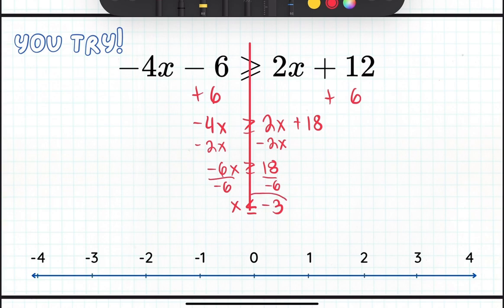And now since this is a less than or equal to symbol, we are going to have that closed circle. So let's have that closed circle over negative 3. And since it's less than, we want to face it towards the numbers that are less than negative 3. That way.